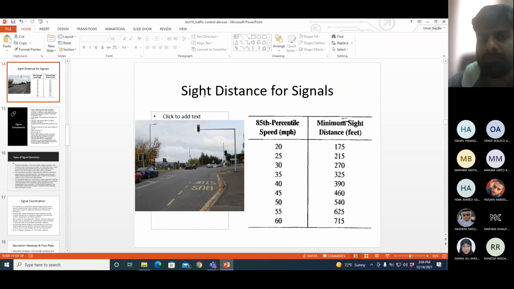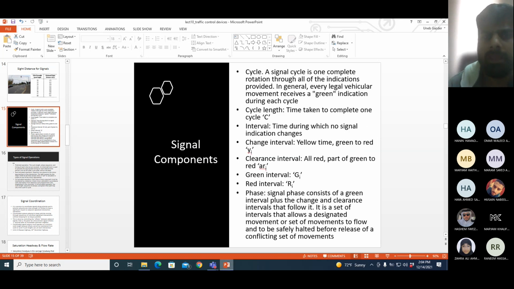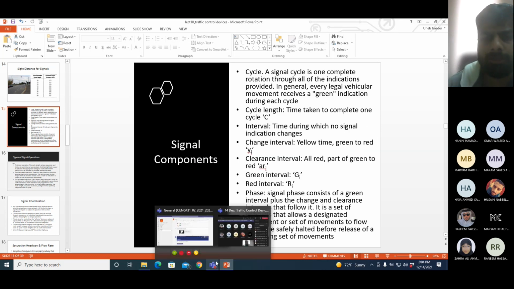So when I say 85th percentile is 20 miles per hour, that means 85% of drivers on that road were driving at 20 or less than 20. Okay, which is a very low value. Moving on to some other terminologies related to signal.